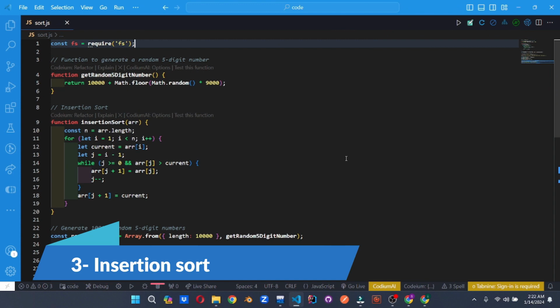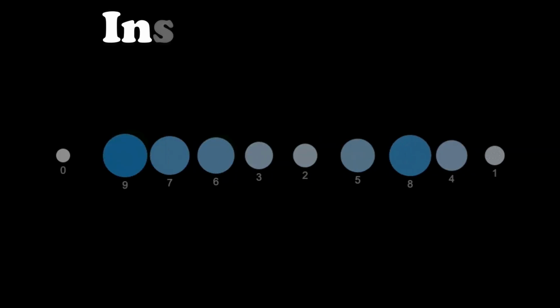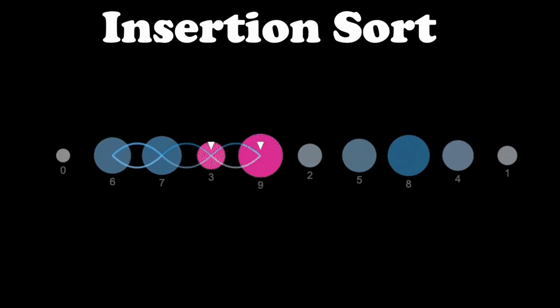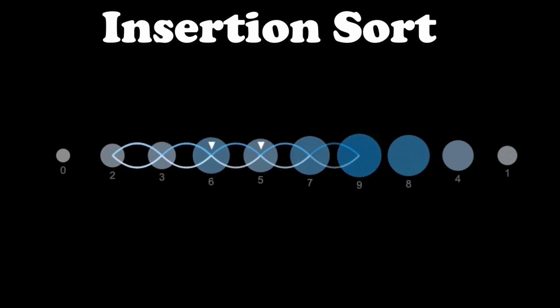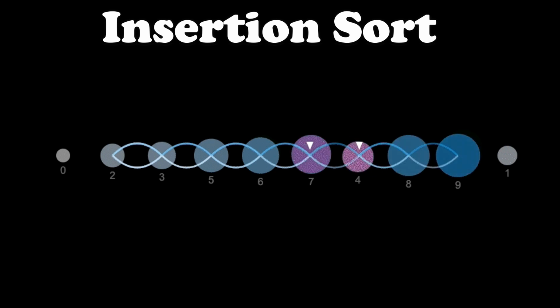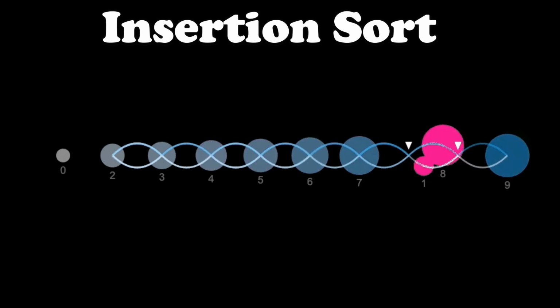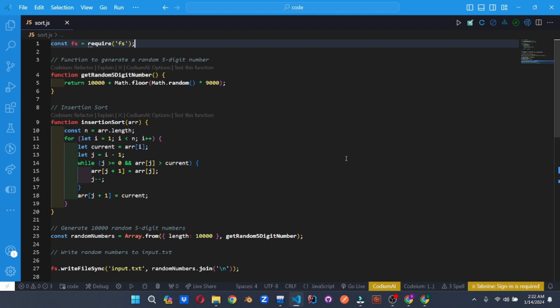On number 3, we have insertion sort. Now, picture sorting a hand of cards by repeatedly taking a card and inserting it into its proper place in the sorted portion of the hand. It's like building a sorted list one element at a time. Let's look at the code and try to understand it.